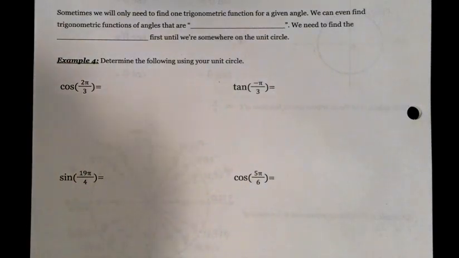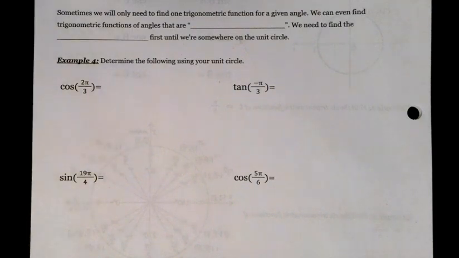All right, we're going to finish up our notes on 4D. So we're still looking at our trigonometric functions and our trigonometric identities. And so we are starting here. So sometimes you will only need to find one trig function for a given angle.